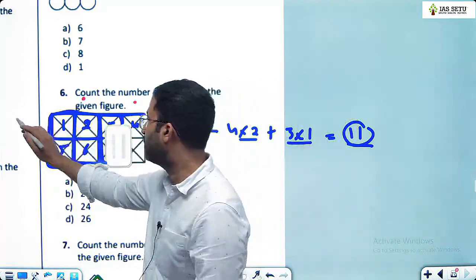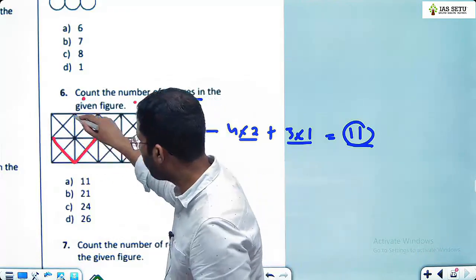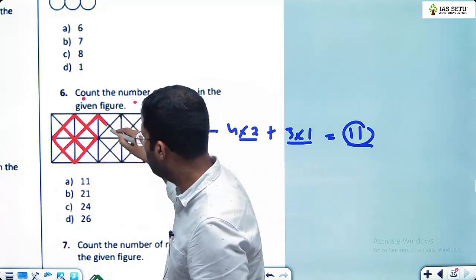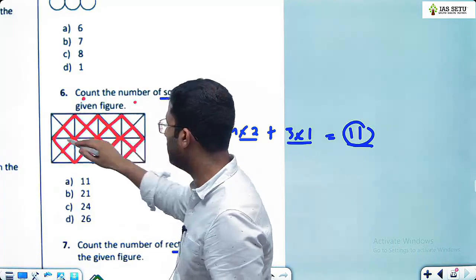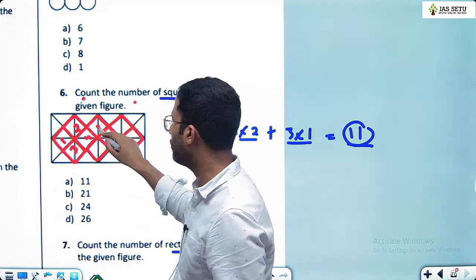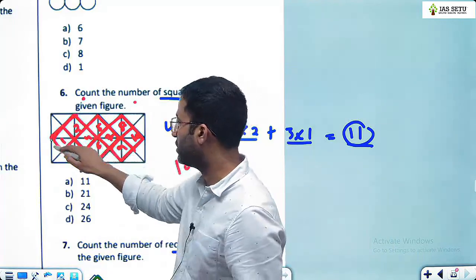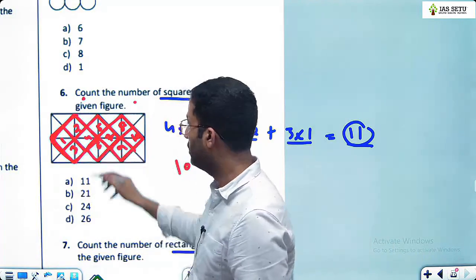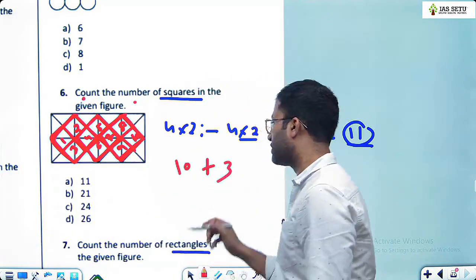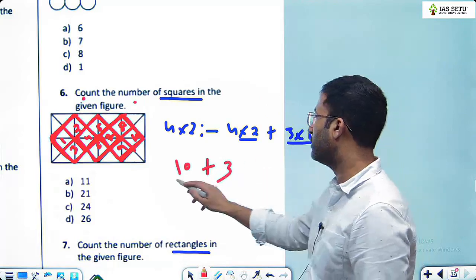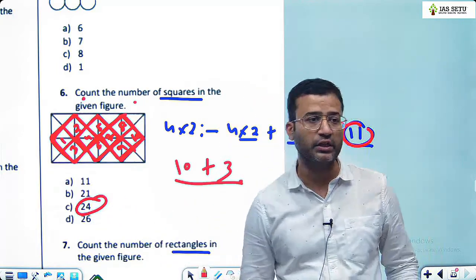But we have tilted line also. When you focus on tilted line, here also we have some square 1, 2, 3, 4, 5, 6, 7, 8, 9, 10 plus some extra. You include this 4, this bigger size and this bigger size. So you have 3 extra. So total will be 11 plus 13, 24 squares are there in the given figure.